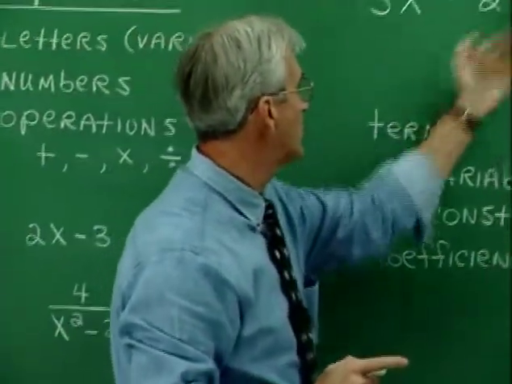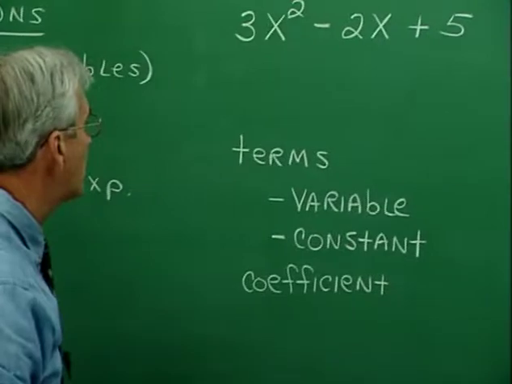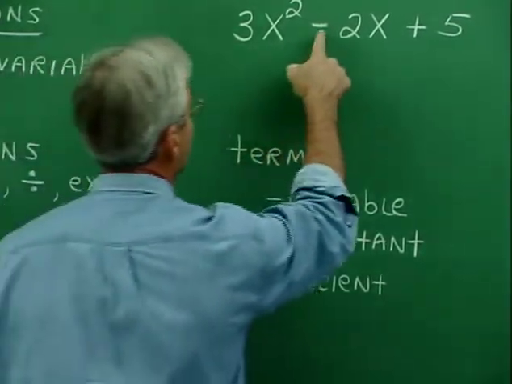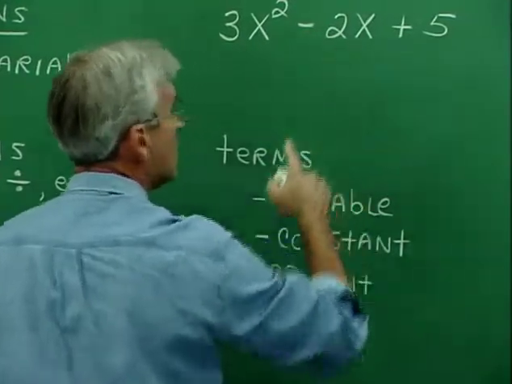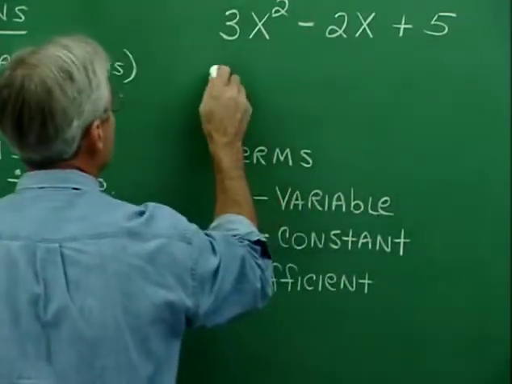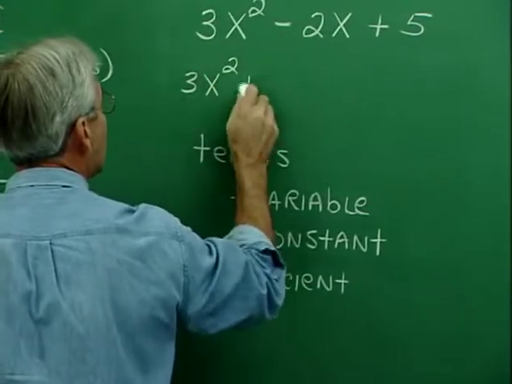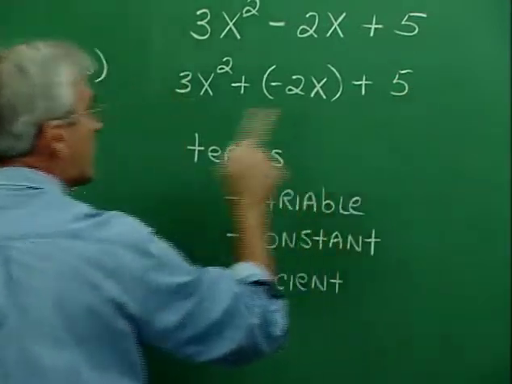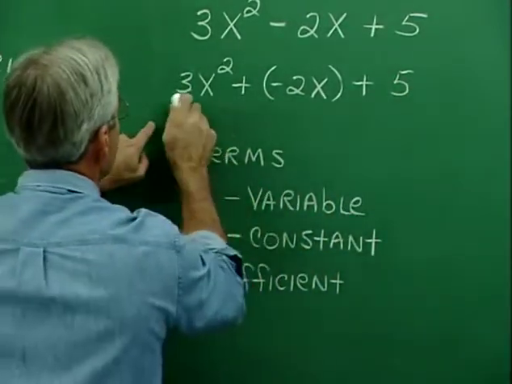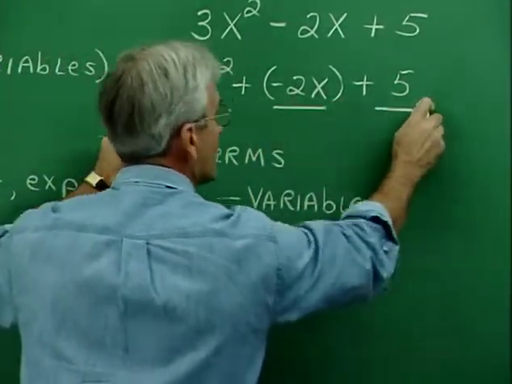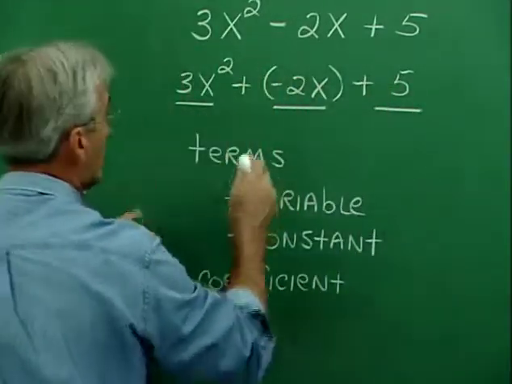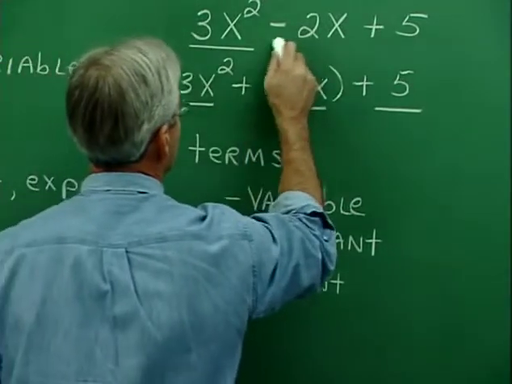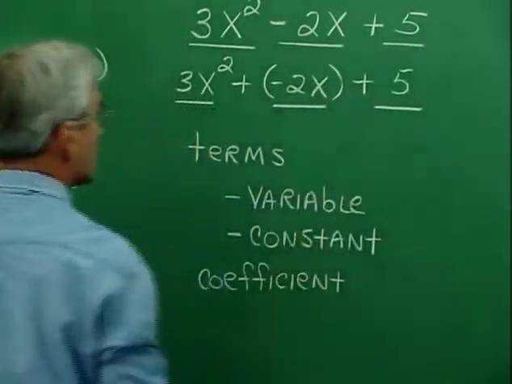Here we have an expression. The terms involved in the expression are the items that can be separated with plus signs. Now here we have a minus sign between these two items, but we could rewrite this as 3x squared plus negative 2x. And because we can write this separating with plus signs, this is a term, that's a term, this is a term. Knowing this trick, we can very quickly identify the terms from the beginning. 3x squared is a term, minus 2x is a term, 5 is a term.